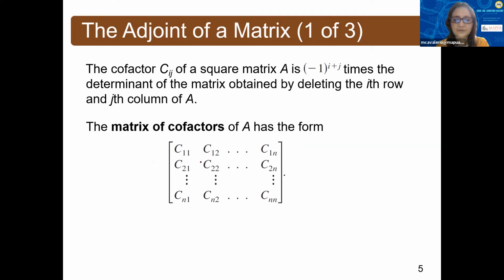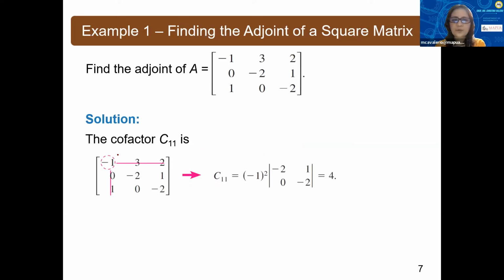We're given in example 1 a 3 by 3 matrix A, wherein we're asked to find the adjoint of A. To find the adjoint of A, recall that it is equivalent to the transpose of the cofactor matrix of A. Meaning we have to find the cofactor at each ith row and jth column.